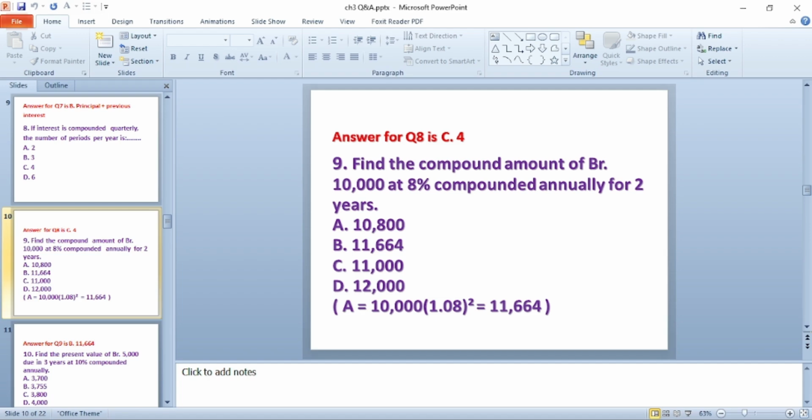Question number 9. Find the compound amount of birr 10,000 at 8% compounded annually for 2 years. To calculate this, we have to apply the compound interest formula. So amount is equal to 10,000 times 1.08 squared, which is equal to 11,664. The answer is B.